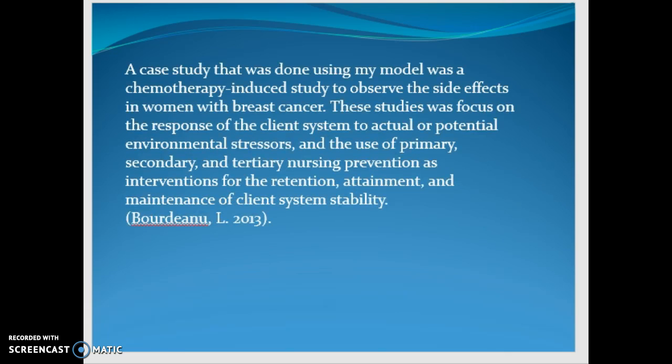A case study that was done using my model was a chemotherapy-induced study, to observe the side effects in women with breast cancer. These studies were focused on the response of the client system to actual or potential environmental stressors, through the use of primary, secondary, and tertiary nursing prevention as interventions for the retention, attainment, and maintenance of client system stability.